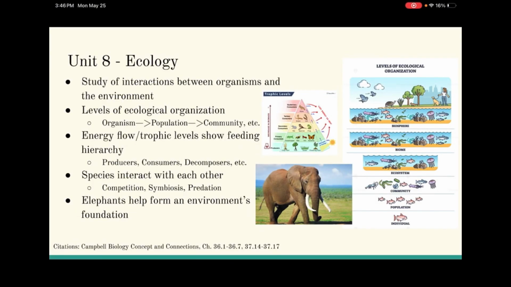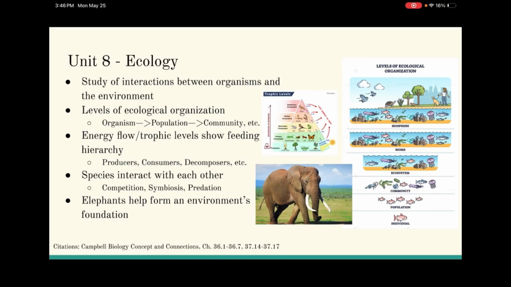Unit 8, Ecology. Ecology is the study of how organisms interact with each other and their environment. It helps scientists to understand how other organisms survive and depend on one another. There are also levels of ecological organization, which you can see in the picture on the right. It goes from an organism to a population to a community to an ecosystem, then biome, and finally the biosphere. An organism is just a single animal, while a population is a group of the same organisms that live and are able to breed together.